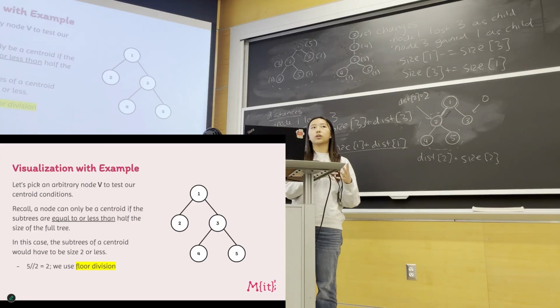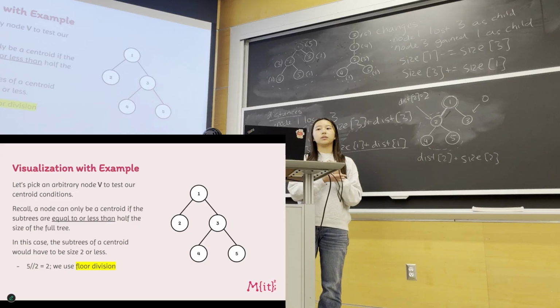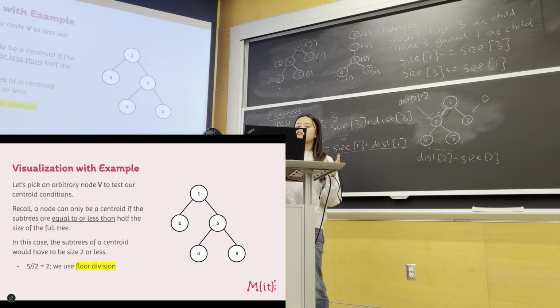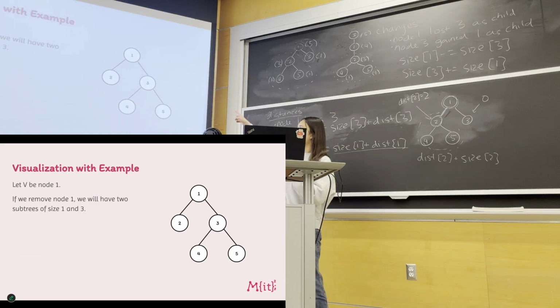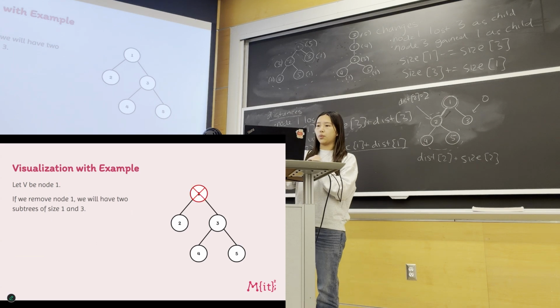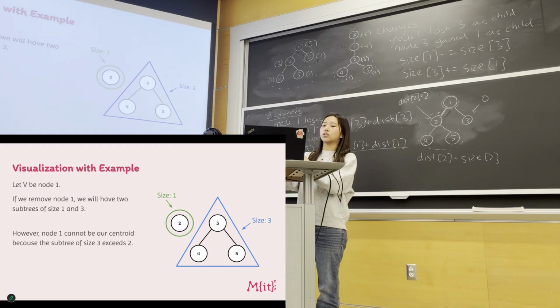So 5 divided by 2 with floor division is 2. So in this case, the subtrees of a centroid would have to be size 2 or less. Let's say our arbitrary node is 1. So node 1 is the node that we are considering. If we remove node 1, we would have two subtrees. We would have one of size 1 and one of size 3.